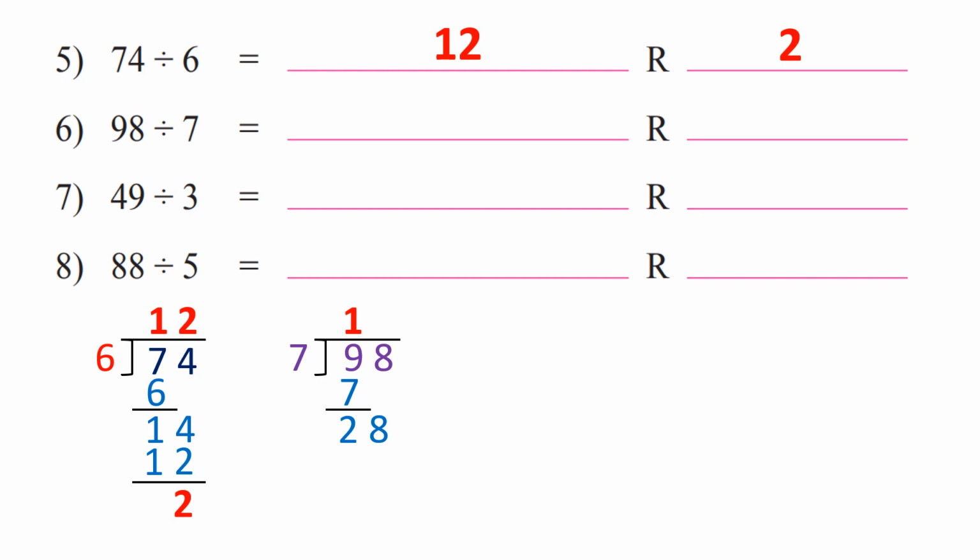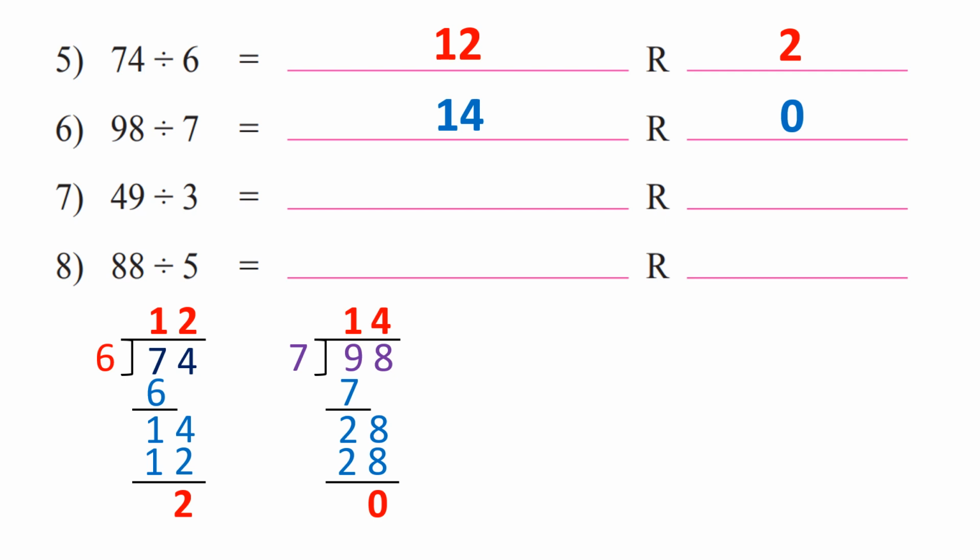Now you have 28. 28 divided by 7 is 4. 7 times 4 is 28. Next, 28 minus 28 is 0. Your answer for number 6 is 14 and the remainder is 0.